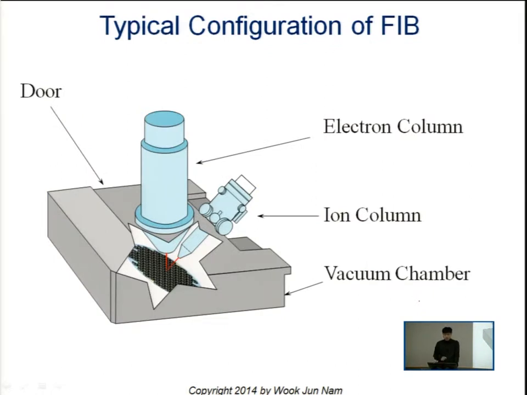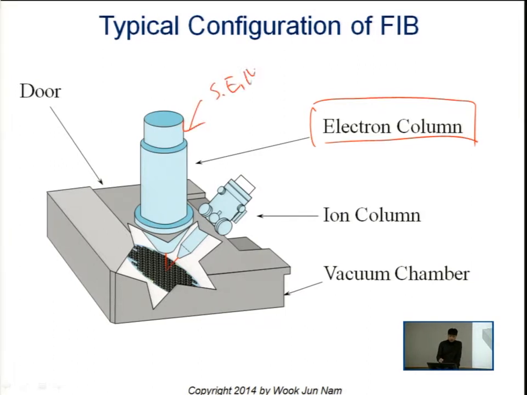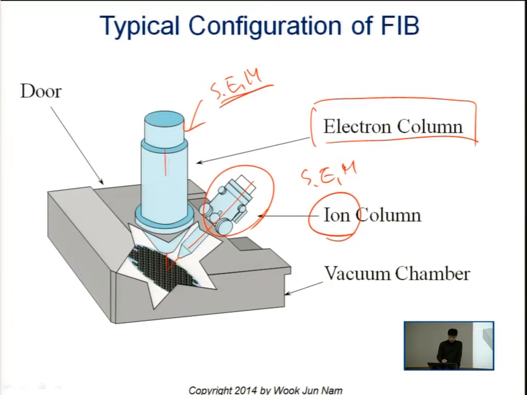So this is the typical configuration of the focused ion beam. It normally has 2 columns. One is an electron column, which is almost the same as the scanning electron microscope. Then we have another column, similar in arrangement to an SEM, but the source is an ion source. So we have a source for ions and a source for electrons. And here are the stages, and this is the main chamber.